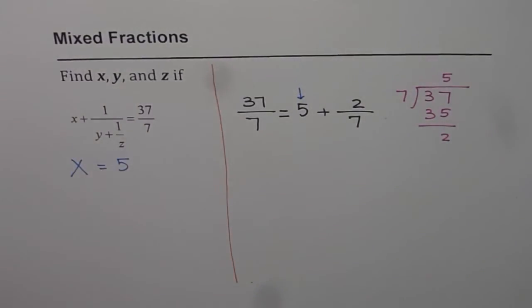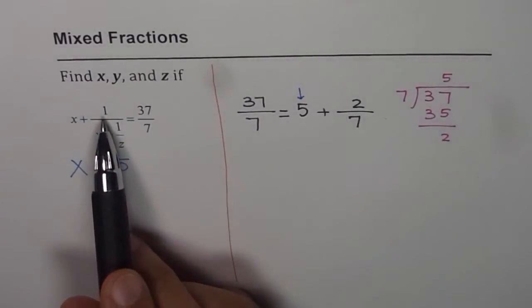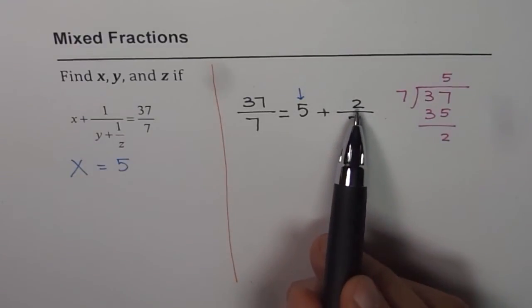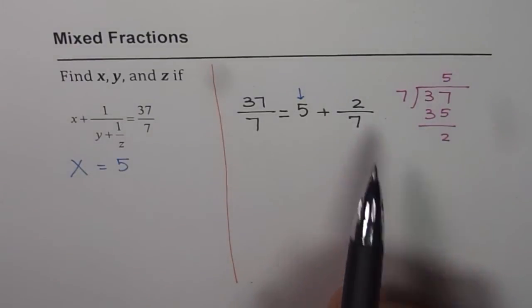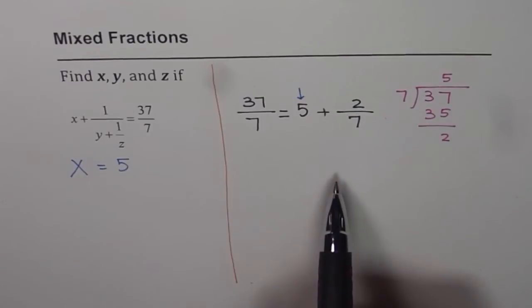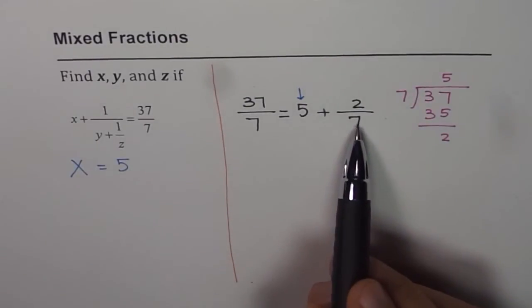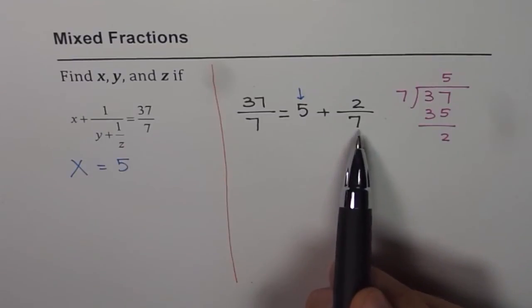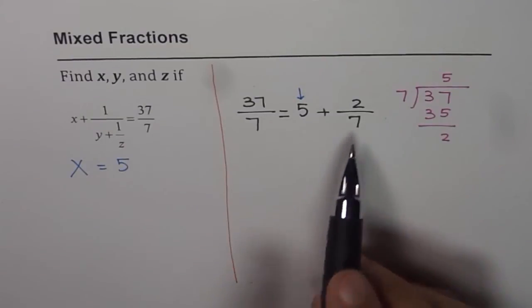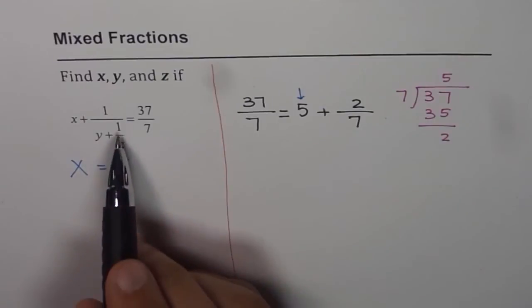Now how should I get the value for y and z? To get y and z, we should have a numerator of 1. Here we have a numerator of 2. So that means I need to divide by 2. That is one thing. Second, the denominator is in 2 parts. Here the denominator is 7. I have to split that into 2 parts. So that is a strategy. One of the parts should be 1.